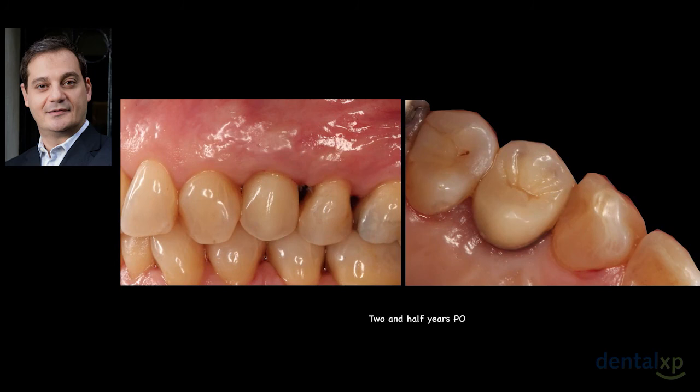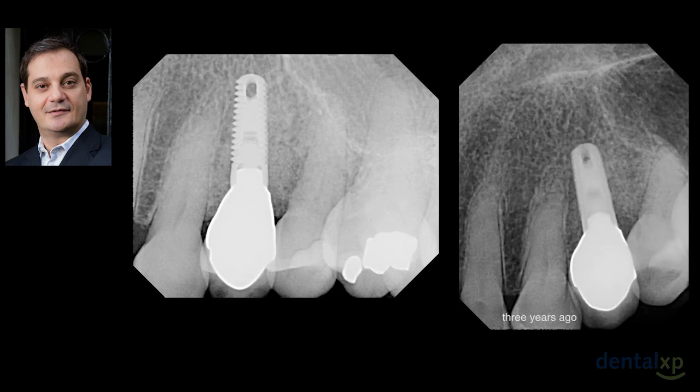And this is a 2.5 year post-op clinical view, and that is the follow-up of 3 years radiograph. The one on the left is after the graft immediately, and this is a 3 years follow-up X-ray.